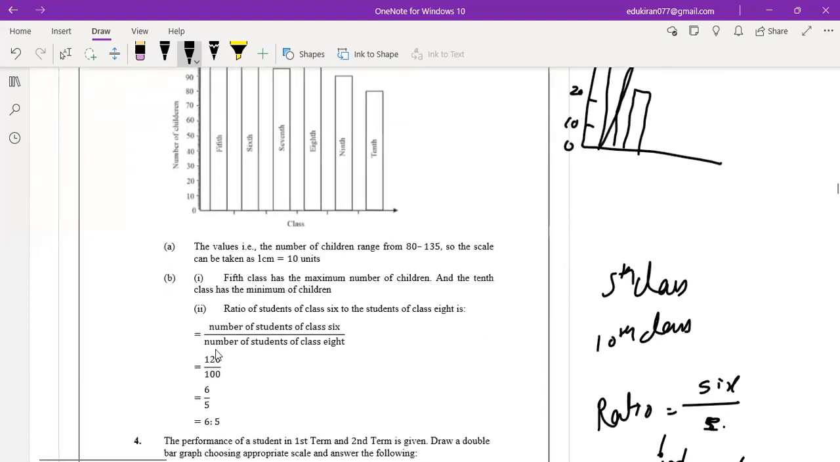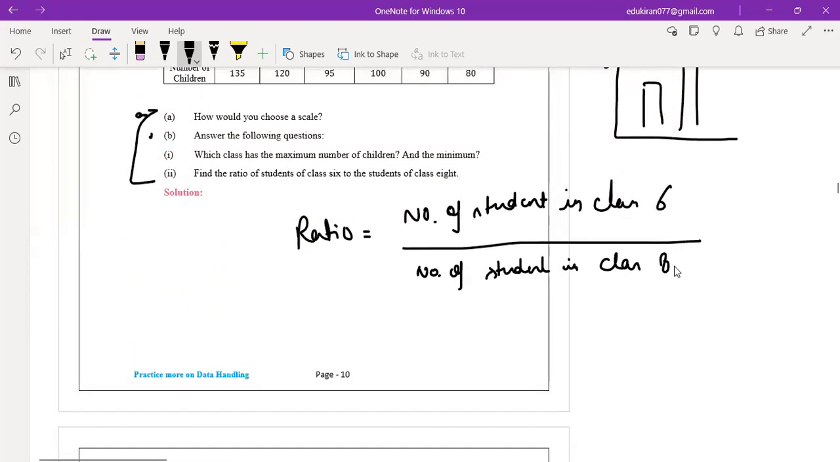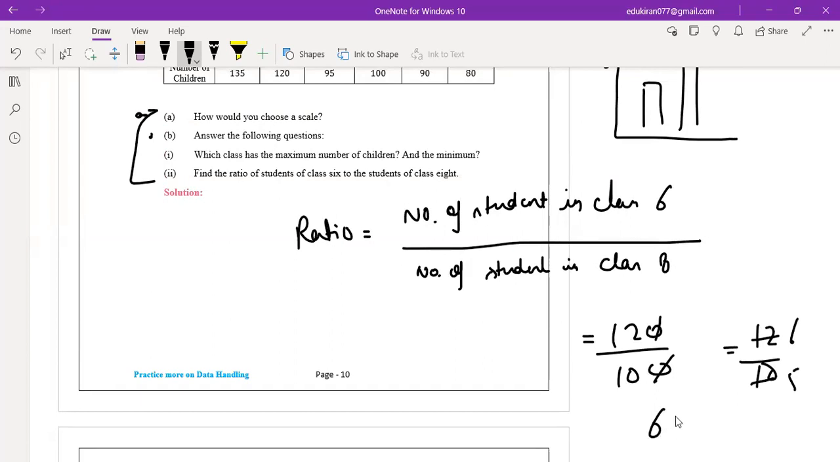Okay, so over here it will be 120 by 100, right? 120 by 100. So 0 and 0 got cancelled. What is left? 12 and 10. So 2 sixes are 12 and 2 fives are 10. So what will be the ratio? 6:5. Clear?